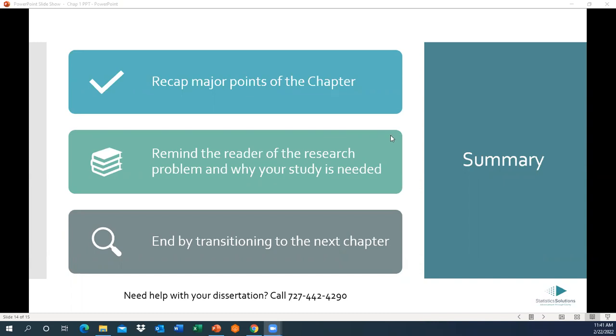Okay, and length of chapter 1, I would say anywhere between 10 to 20 pages, with the sweet spot being 10 to 15. If it's a quantitative study, the chapter tends to be maybe a little lighter, or not as many pages, 8 to 10 pages. Qualitative could be 10 to 15, but ballpark 10 to 20.